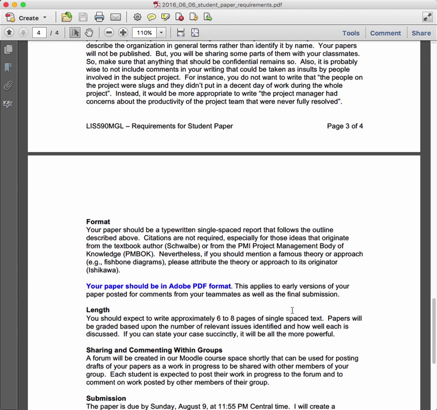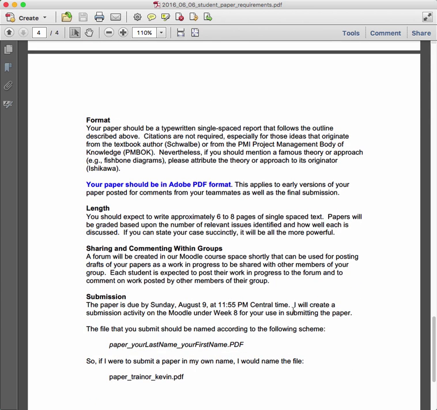Your paper should be in Adobe PDF format. It makes it a whole lot easier for me to read and grade. The length is approximately 6 to 8 pages of single-space text. So half on the project that you learned about from the project manager, half on the one that you anticipate that you're going to do.